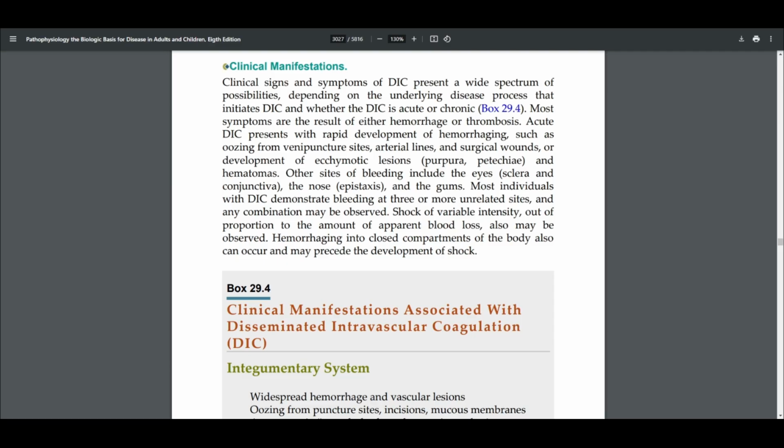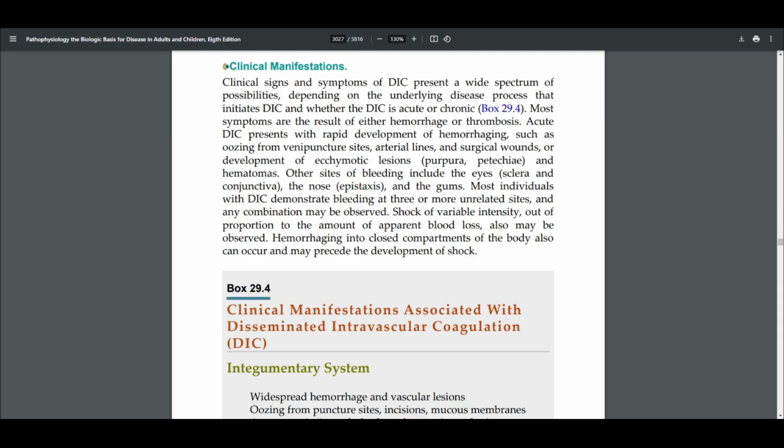Acute DIC presents with rapid development of hemorrhaging, such as oozing from venopuncture sites, arterial lines, and surgical wounds, or the development of ecchymotic lesions and hematomas. Other sites of bleeding include the eyes, the nose, and the gums. Most individuals with DIC demonstrate bleeding at 3 or more unrelated sites, and any combination may be observed.